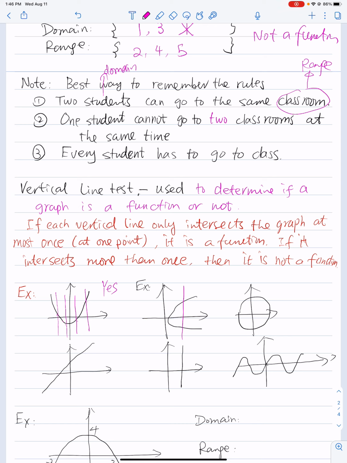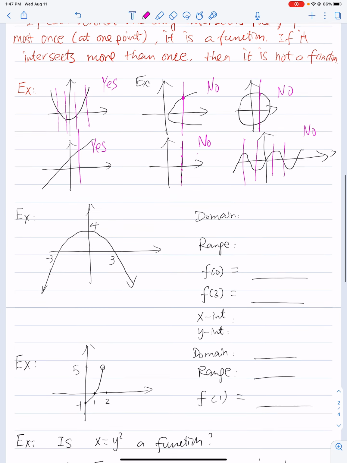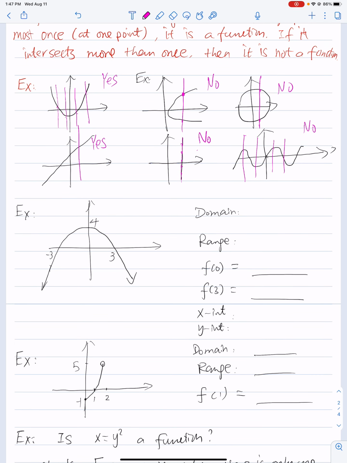How about this one? How many intersections do you have? No. Here, no. Yes. How about this one? How many intersection points? Infinitely many. This is the biggest no. Okay, infinitely many. How about this one? One. Each pink line only intersects once. So this is also a function. Okay, perfect.